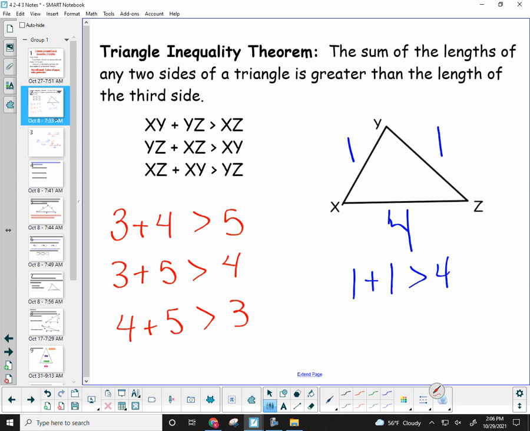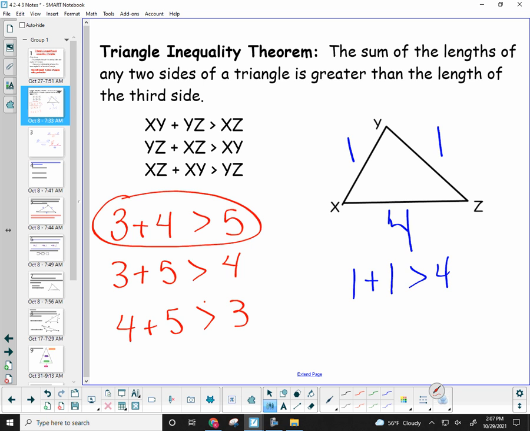Which one do we have to do? The two shortest. The two shortest is the one we really have to check. Because if you look at the other two, 5 is already greater than 4. I don't care what I add to it, 5 is still going to be greater than 4. Same thing here, 5 is greater than 3. We're never going to have a negative number because it's a side length. It's an actual measurement. You don't have a negative number on your ruler. Does that make sense? So as long as we test the two shortest sides against the third side, we don't have to do all the inequalities.